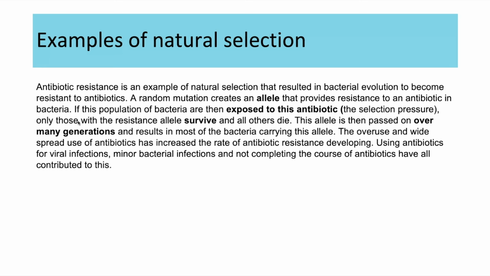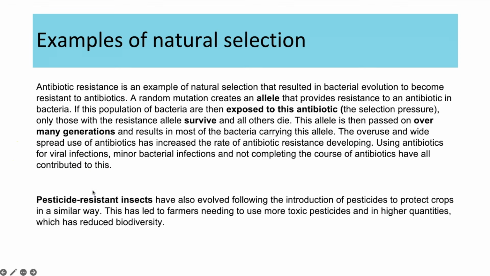That then means that they can replicate, and therefore that allele is passed on over many generations, and it results in most of the bacteria in that population carrying that allele. The overuse and widespread use of antibiotics is what has increased the rate of antibiotic resistance developing. And using antibiotics for viral infections, minor bacterial infections, and not completing the course of antibiotics have all contributed to this. Another example is pesticide-resistant insects.